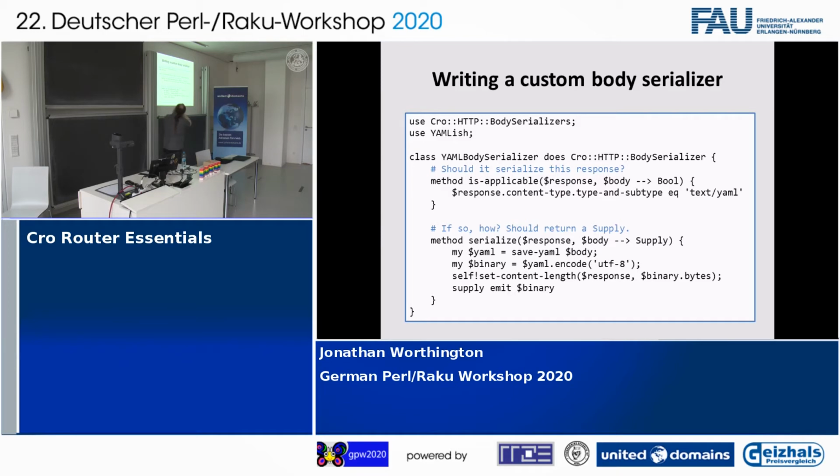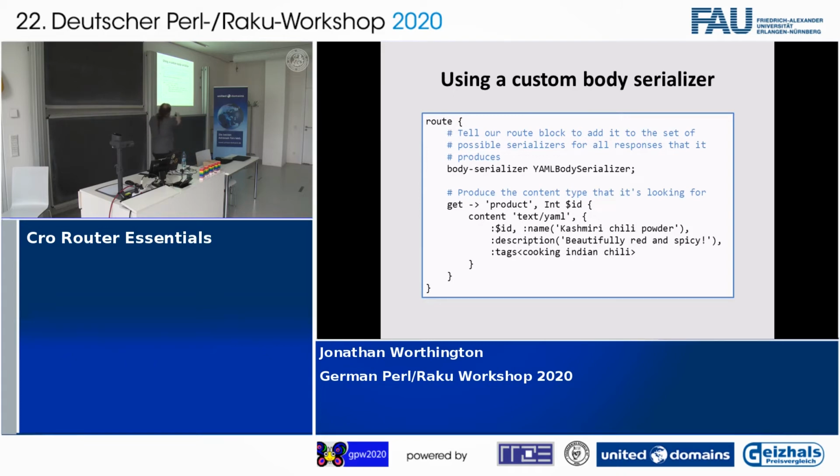And then we save the YAML. So now I have a bunch of YAML. I turn it into bytes in UTF-8 because that's what I need to send over the network. Content type has to be in bytes, so I need to do that. And finally, the contract for body parsers is they always produce a supply. If we just want to produce a single binary blob, we write it like that. But in principle this means you could have a streaming YAML parser and send it straight over the network as it produces stuff.